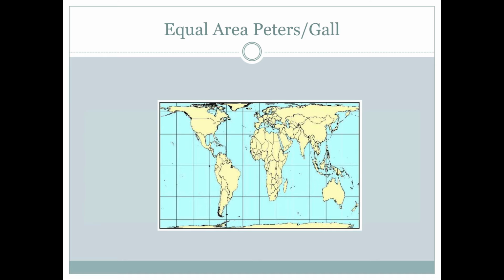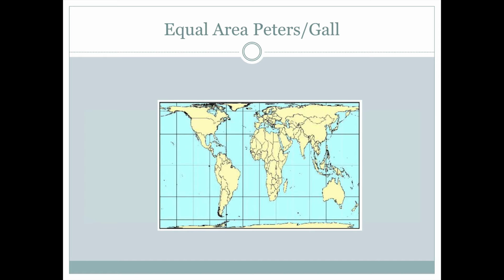Another way that an equal area map projection could be put together is in this way here. This is sometimes called the Gall-Peters map projection or Peters-Gall map projection. It was developed in the 1960s by Arno Peters, who was a filmmaker and was interested in propaganda.